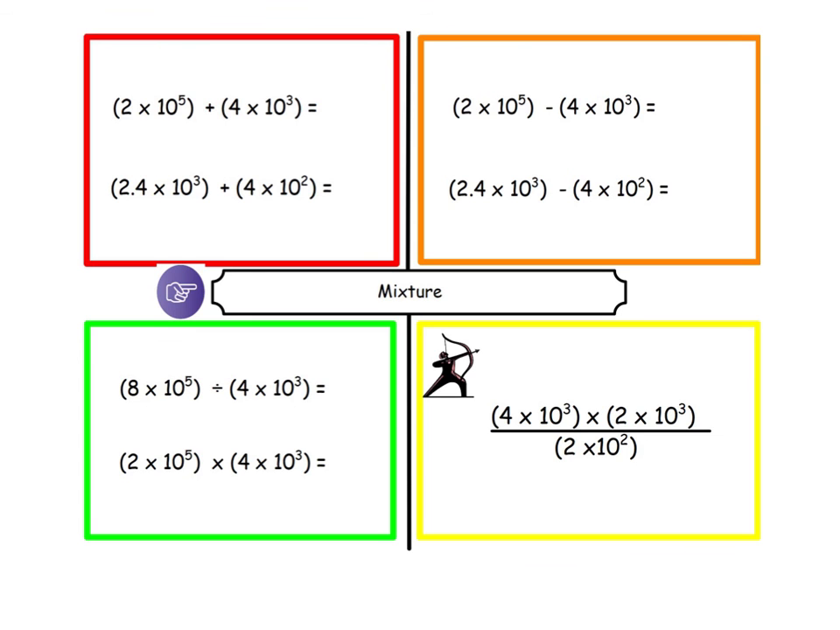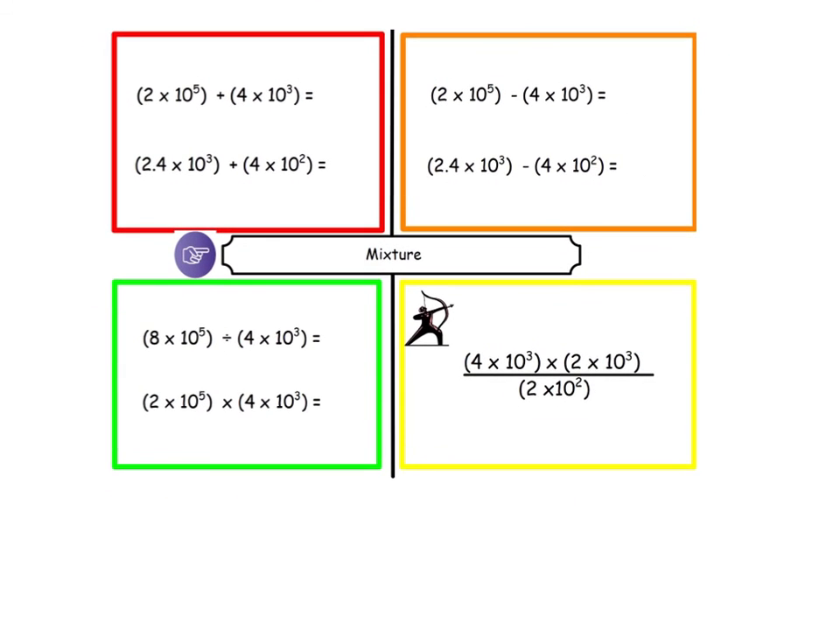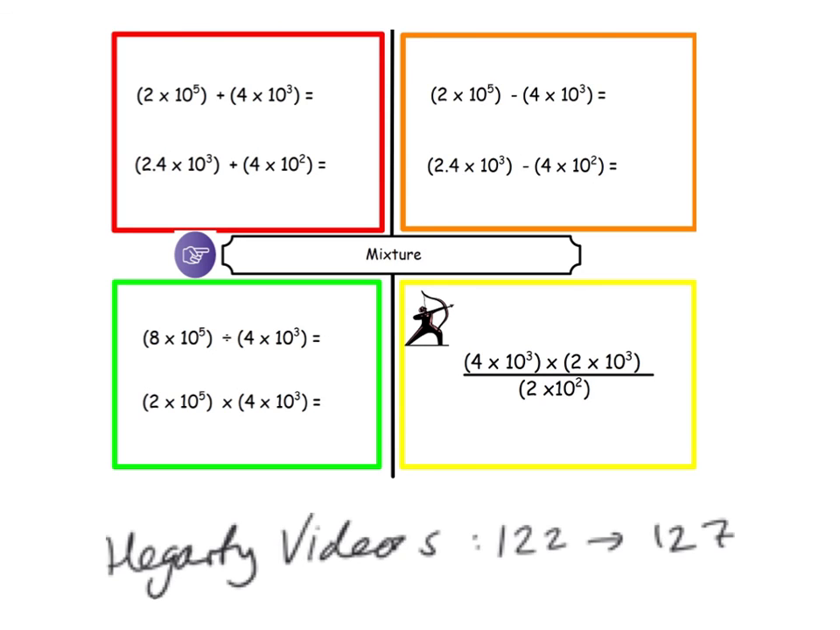There are some questions if you want to have a go, and the Hegarty numbers are 122 to 127, a variety of questions within that to help you if you want to practice a bit more. Remember that you might have questions that are more application about perimeter or area as you go through.